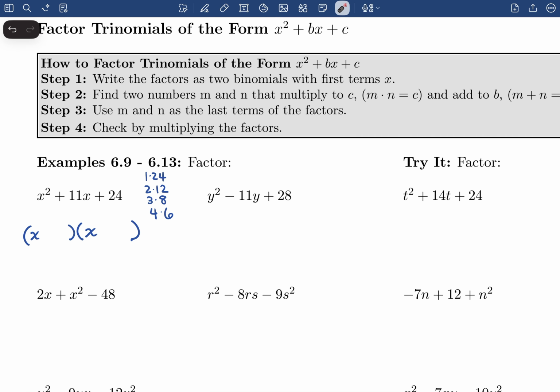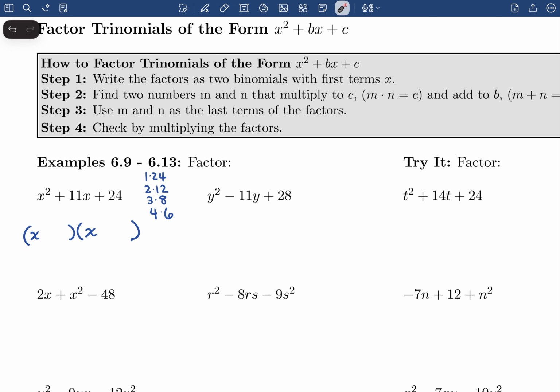If I try to keep going, like 5, well, 24 is not a multiple of 5, so 5 wouldn't work. And then I'd move on to 6, but I've already used 6. 6 is right there. So once I get to the closest factors that I can, I know I'm done.